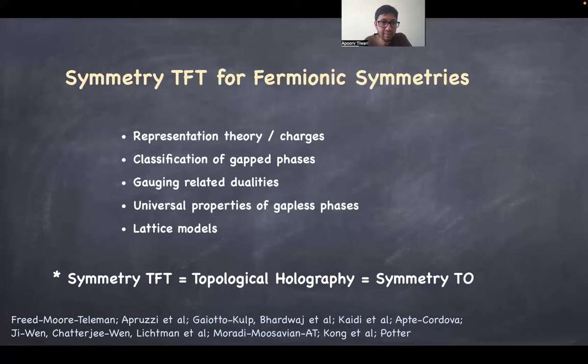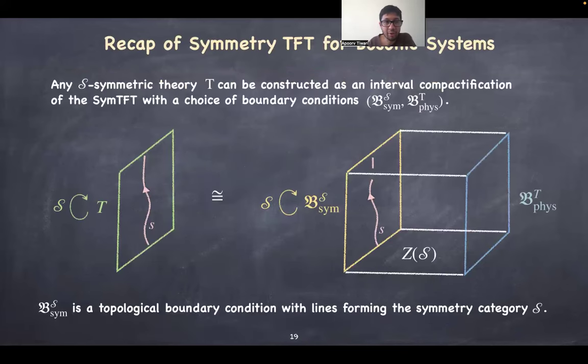And this has been used to systematically understand the representation theory or charges of a categorical symmetry, for classification of gapped phases, understanding various kinds of gauging, related dualities of quantum systems, and also universal properties of gapless phases and lattice models. So it's really a very economical and useful tool. I'm going to now repurpose it for studying fermionic symmetries.